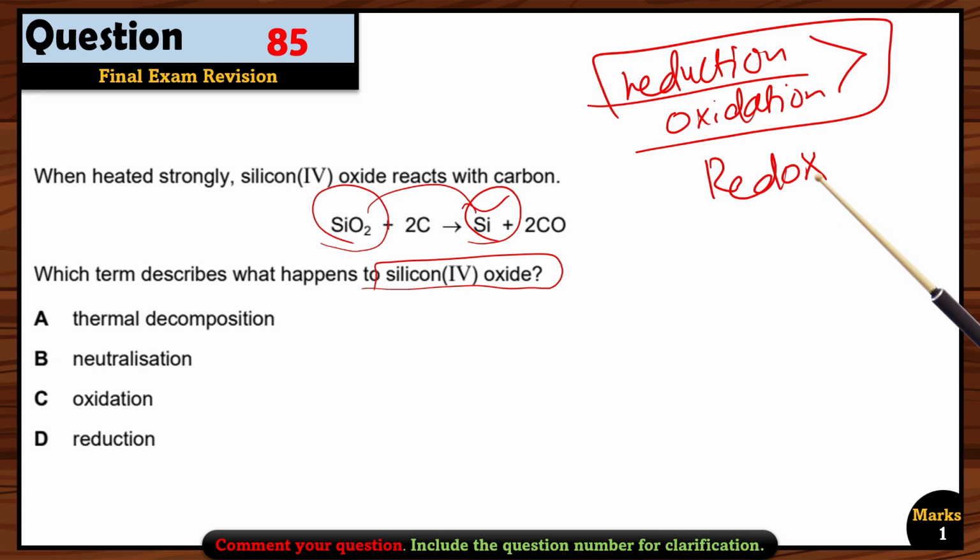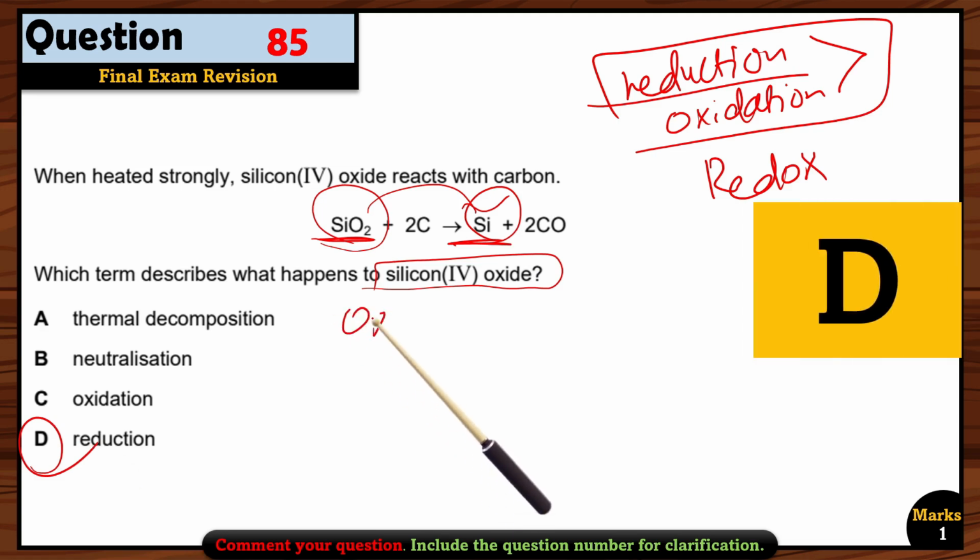Okay, so now they are not asking about the overall reaction, they are just asking about silicon dioxide, what happens to silicon dioxide. If you see, silicon dioxide has no oxygen in the product. What does it mean? It means it is reduced. If it gets oxygen, it is oxidized. If the oxygen is removed, it means this is a reduction reaction. So option D is the right option.